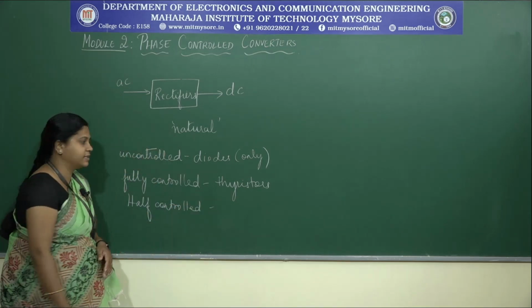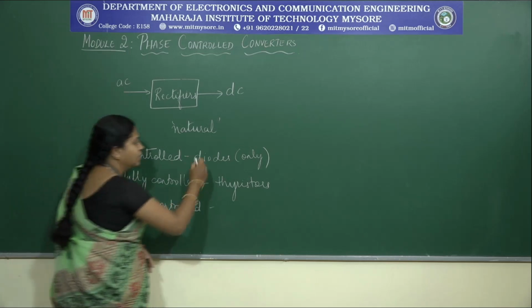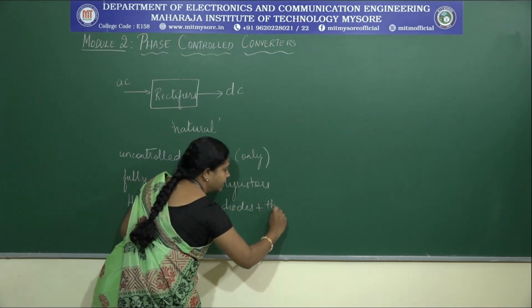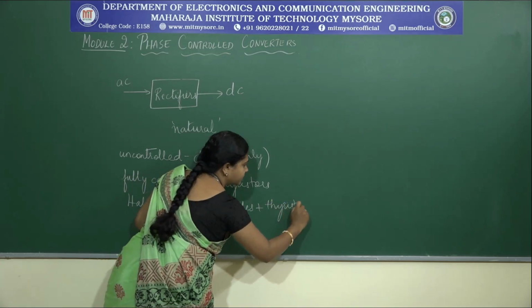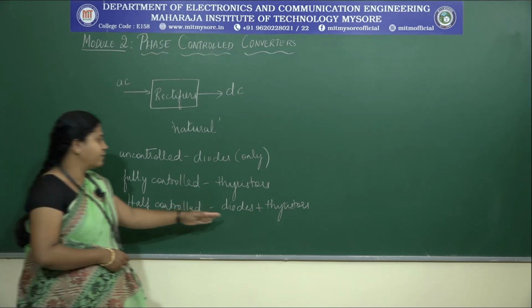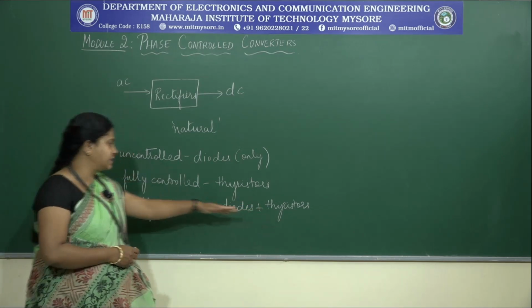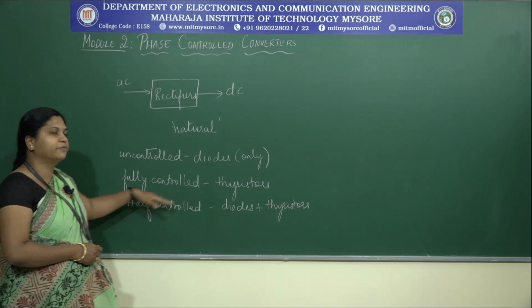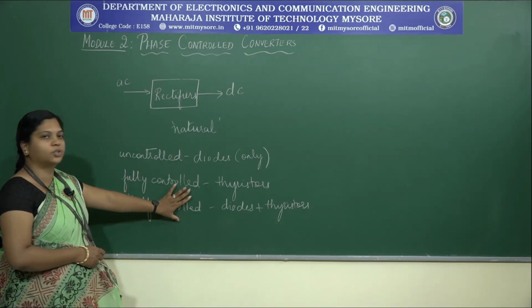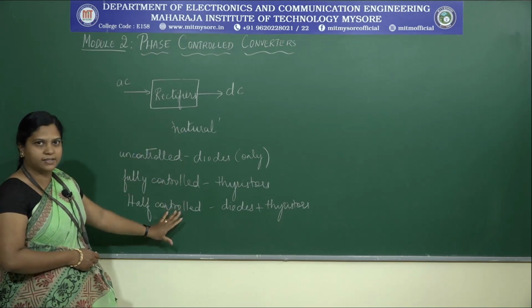Half controlled rectifier circuit, which will consist of a mixture of diodes plus thyristors. If in the circuit we have a combination of diodes and thyristors, then it is known as a half controlled rectifier circuit. So this is a general classification of the rectifier circuits.